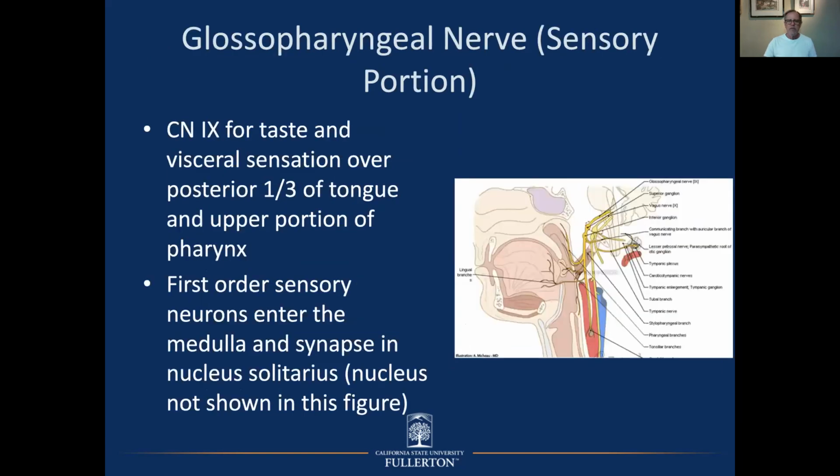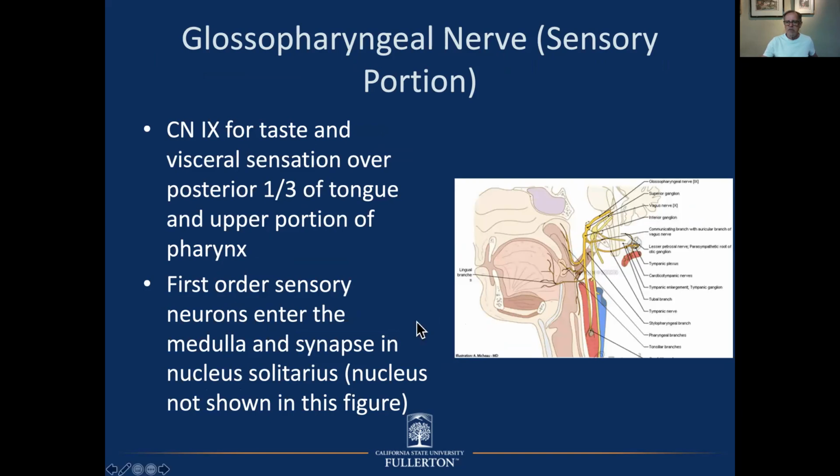All right. Now we're going to look at the glossopharyngeal nerve. We're not going to look in as much detail, and we probably don't test it in as much detail. It subserves taste and visceral sensation over the posterior third of the tongue and the upper pharynx. And this illustration more or less shows the territory subserved by the first order neurons.